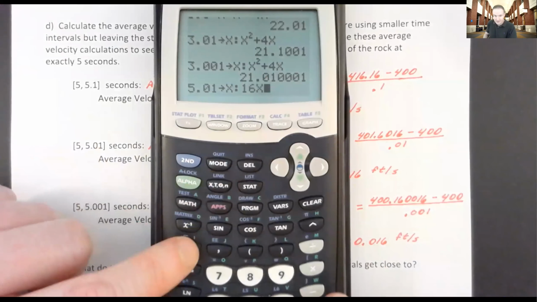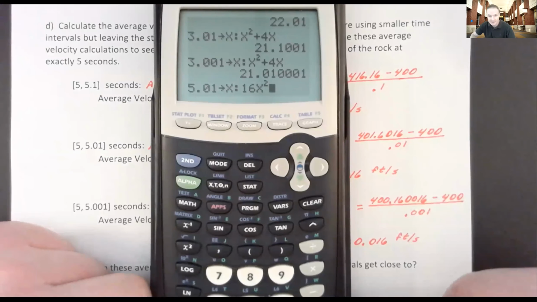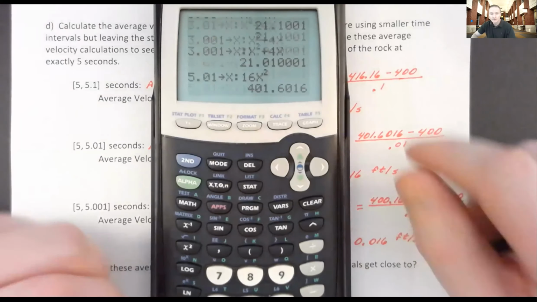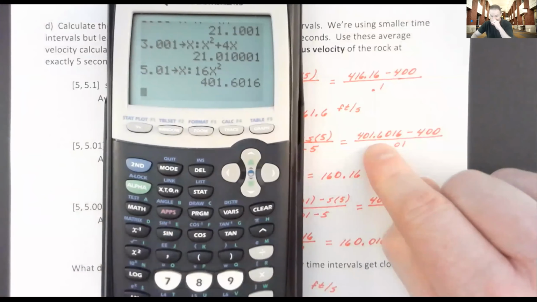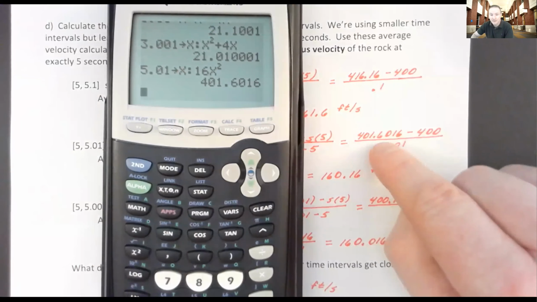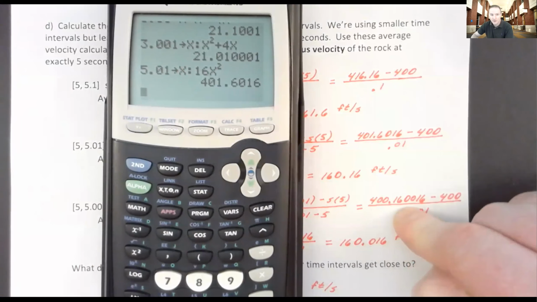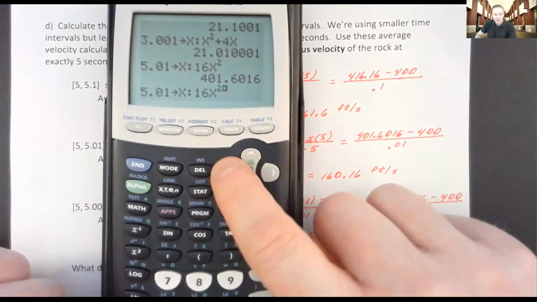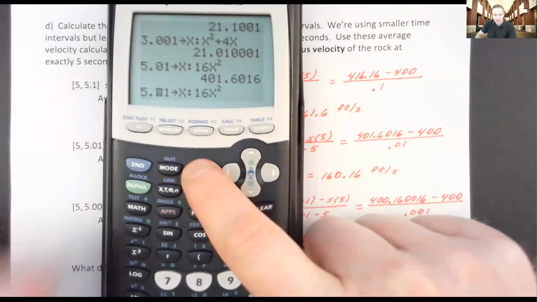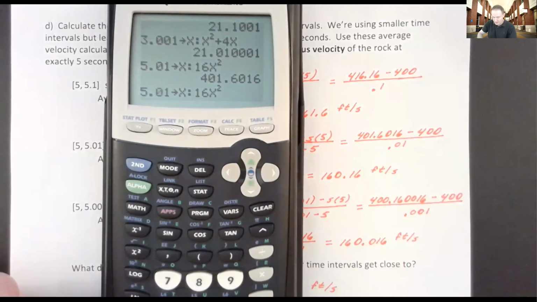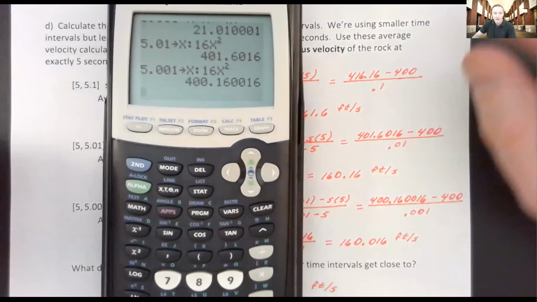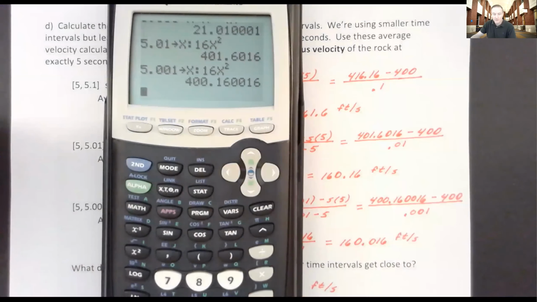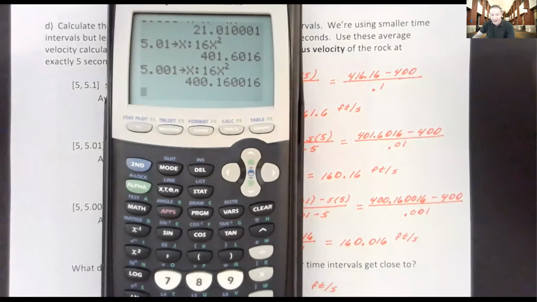Now just type in your equation. Well, my equation is just simply 16x squared here to represent 16t squared. So when I plug the 5.01 in, yes, I get the ending position for the time of 5.01. Now, if I wanted to go ahead and do the one in the next problem, no big deal. I would just go second enter, change the 5.01, hit second delete to insert another 0, and boom. I have the value at 5.001. It's going to be 400.160016.